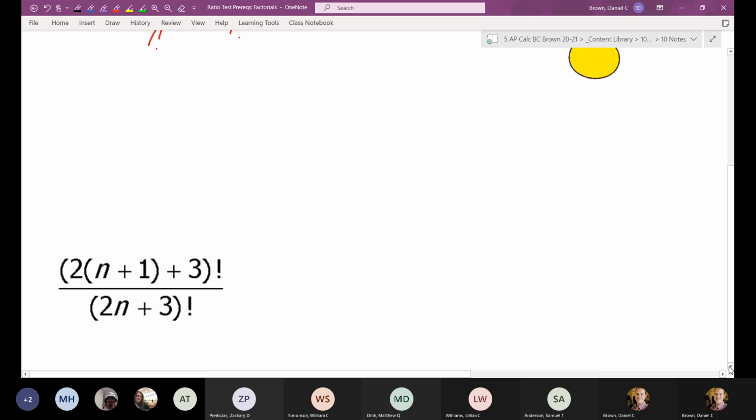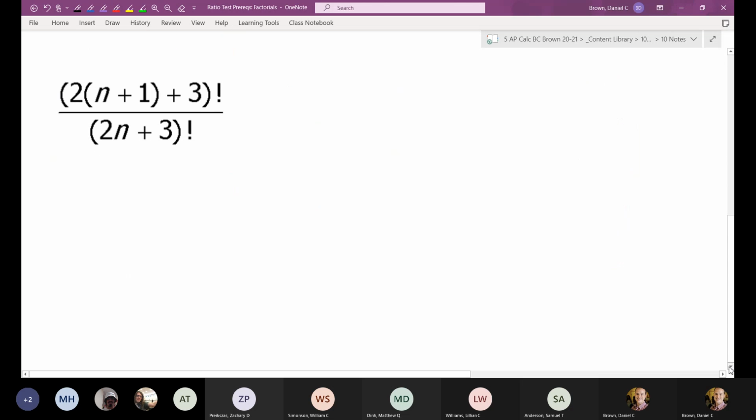So if you want to be able to simplify factorials, try this one for me. See if you can figure out what that would simplify to.